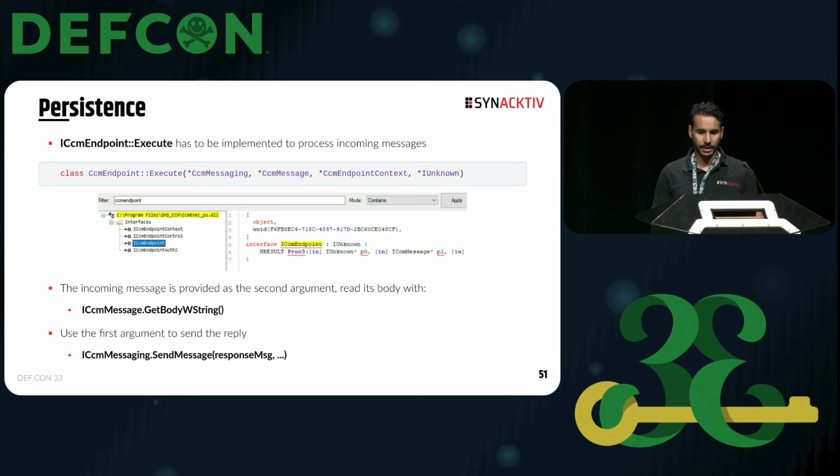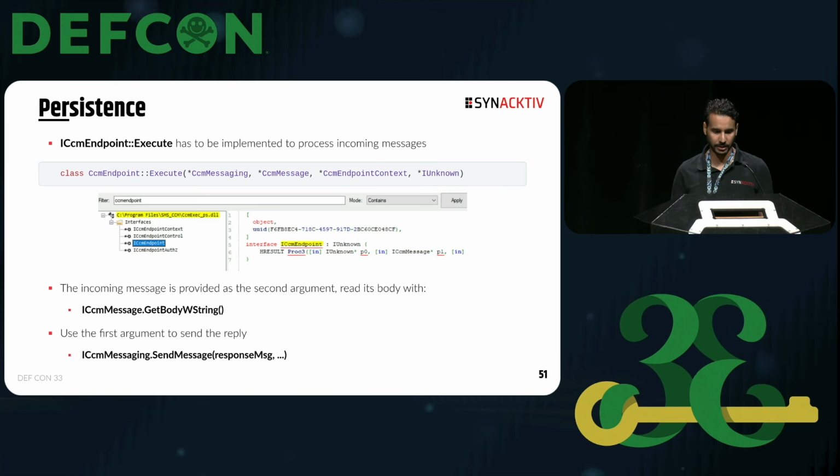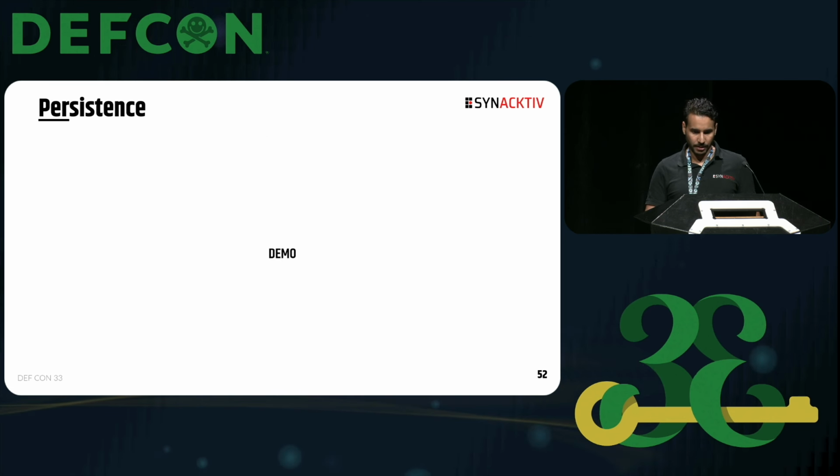And right here, this is the signature of the execute method that you need to implement for this backdoor to process incoming messages. The first argument is the CCM messaging service. It has to be used to send the reply back with the send message method. And to process the incoming message, it's the second argument of the execute method. So you use that argument and call the get body wide string method on it to get the input XML. Let me show you a demo of this backdoor in action quickly.